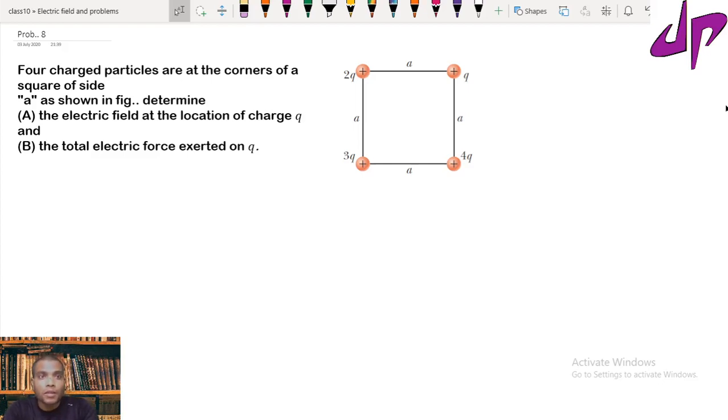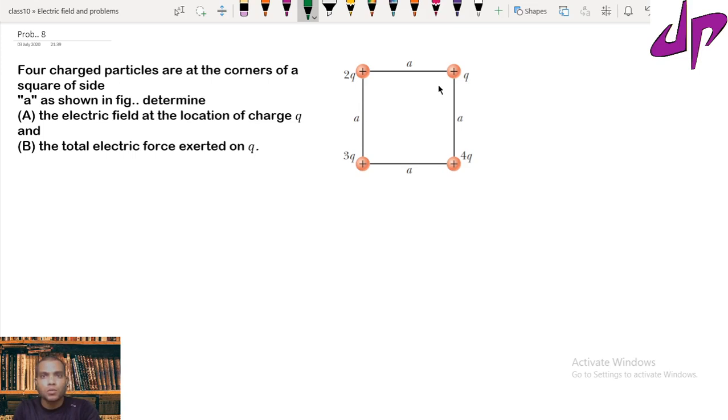Four charged particles are at the corners of a square of side a, as shown in the figure. Determine the electric field at the location of charge minus q. So here we need to determine the electric field and also the total force exerted on q.